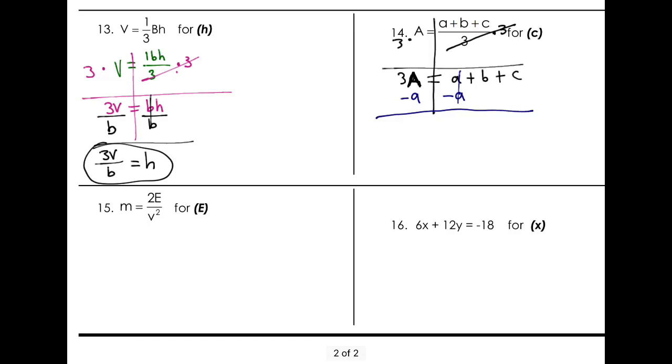subtracting A, lowercase a. So that leaves us with 3A minus A is equal to B plus C. Okay. And our last step is to get that B off of there. So let's do that. We have a positive B. So we're going to subtract B. Going to do the same thing on this side. That is going to leave us with our answers, ladies and gentlemen. So that's 3A minus a minus b equal to c.